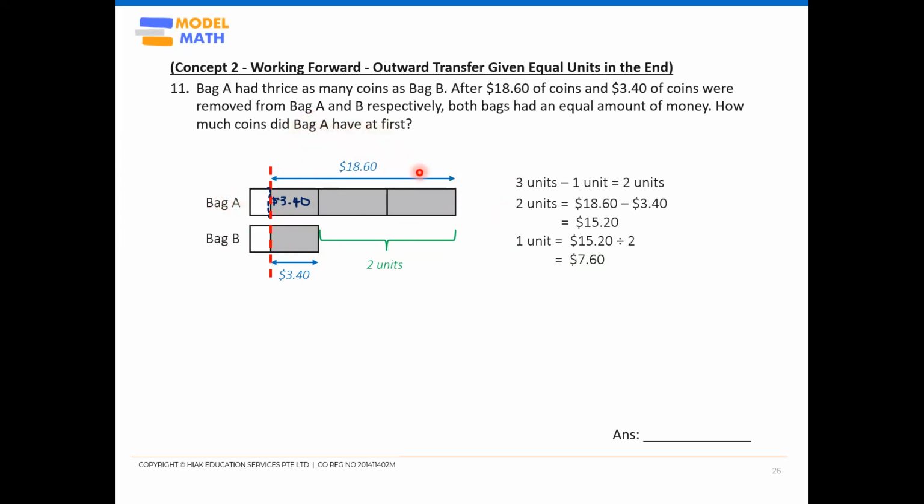So I'm going to identify where is A at first. A at first is this whole thing. Okay, unshaded with the shaded parts. And notice A at first, we drew 3 units at the start, right? 1, 2, 3. That's 3 big units. So I can go on to find the value of these 3 units, 7.60 times 3. And that should give me 22.80.